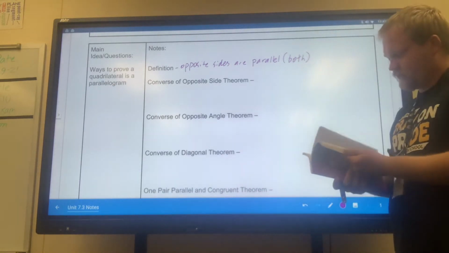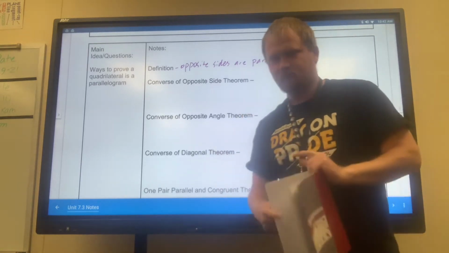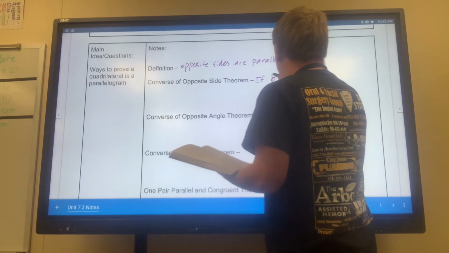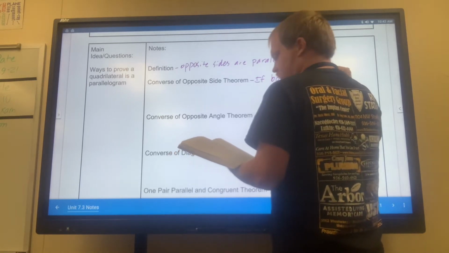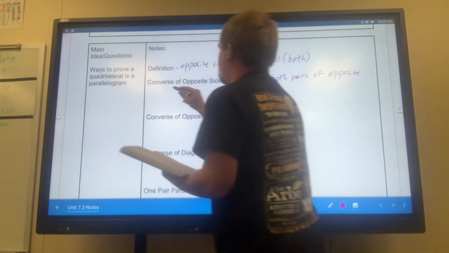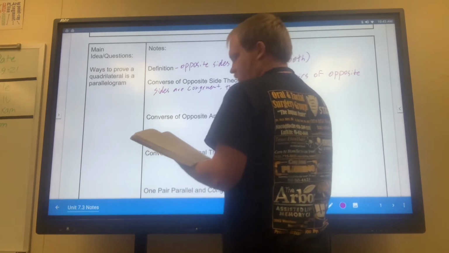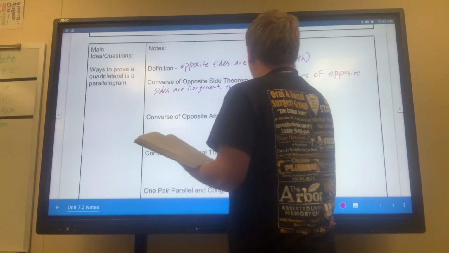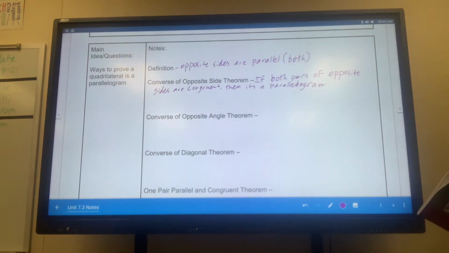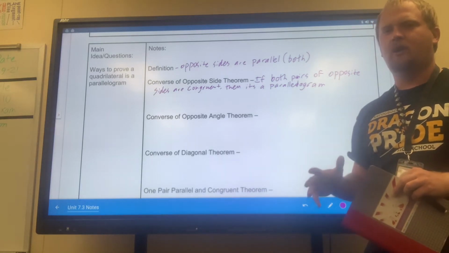Another way is through the converse of opposite sides, which, remember, converse is when we take the if-then statement and switch them. So, if both pairs of opposite sides are congruent, then it's a parallelogram. Okay? So if we have both pairs of sides congruent to each other, then no matter what, it's a parallelogram.